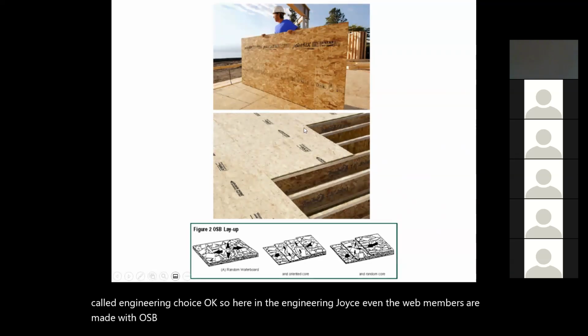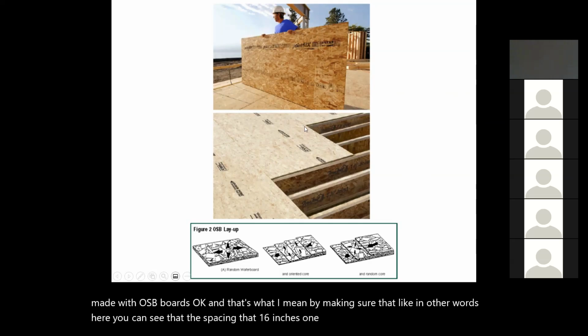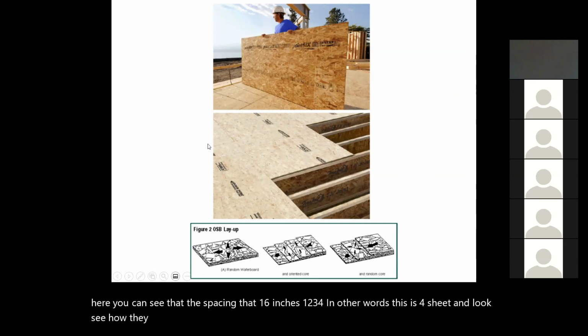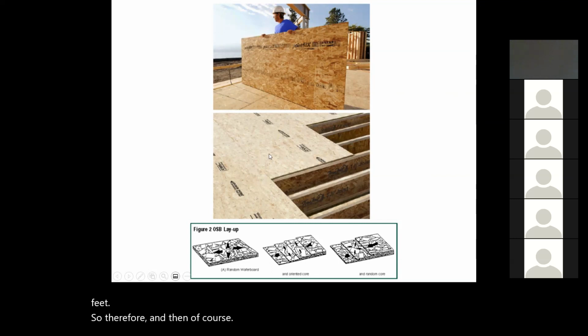This is what I mean by making sure that, here you can see the spacing is 16 inches, 1, 2, 3, 4. In other words, this is 4 feet, and see how they stagger the joints between the panels. They'll have one joint here, then go 4 feet. So the joints are always staggered. They should be staggered when you're doing a flooring, and so on.